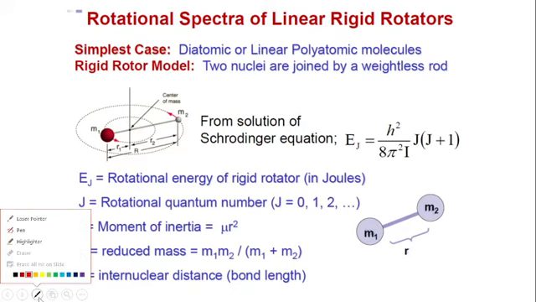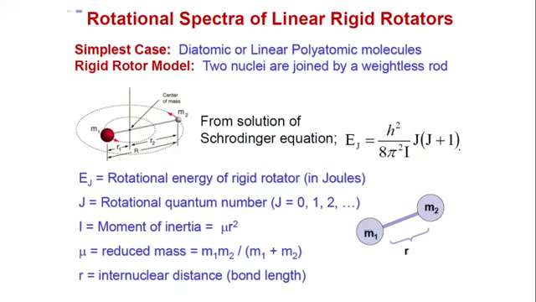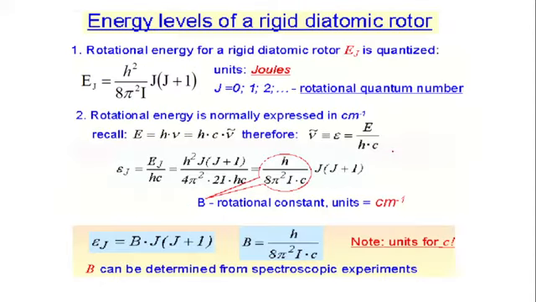From that we can find out the energy by using the Schrodinger equation. That is, E_J is equal to h square upon 8 pi square I, J into J plus 1. From that energy we can find out the I value, that is the moment of inertia. Also we learned the different energy levels of a rigid diatomic rotator.